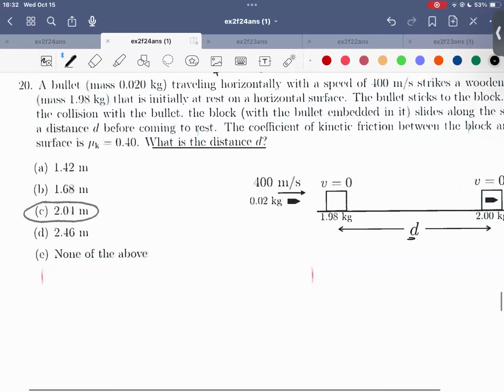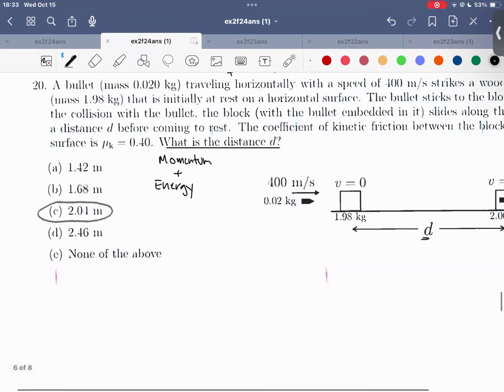So let's say momentum and energy. And if you remember, work is equal to force times distance, and work is also equal to delta kinetic energy by our work energy theorem.